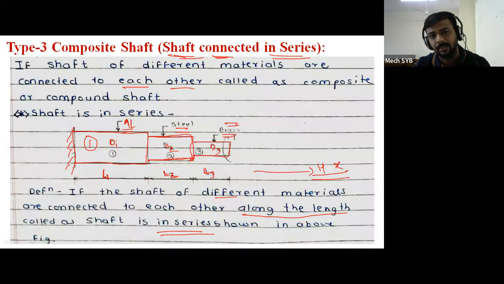Means this is the axis of all the shafts, and the axis of steel shaft is perpendicular to the axis of aluminum. Axis of brass shaft is perpendicular to the axis of the steel shaft. That means all the axes are perpendicular to each other. If the shafts are connected in series, their axes are perpendicular to each other, or if all the shafts are connected along the length, then that structure is called as a shaft connected in series.